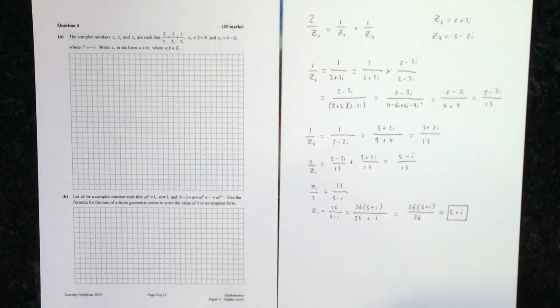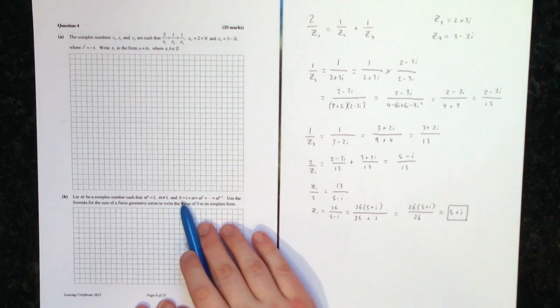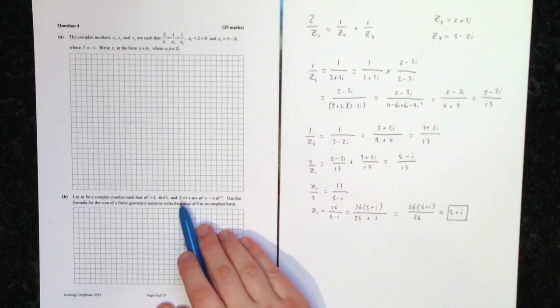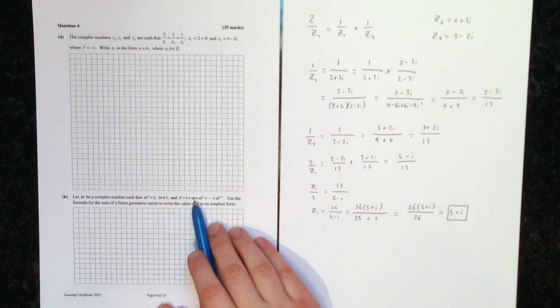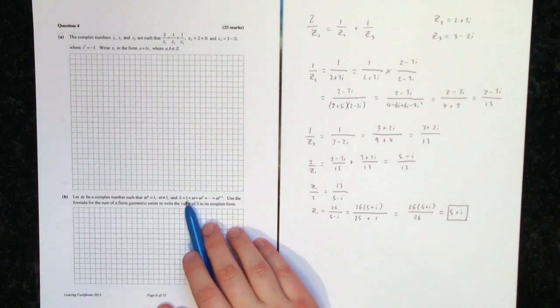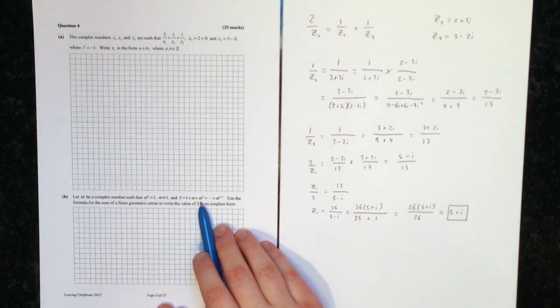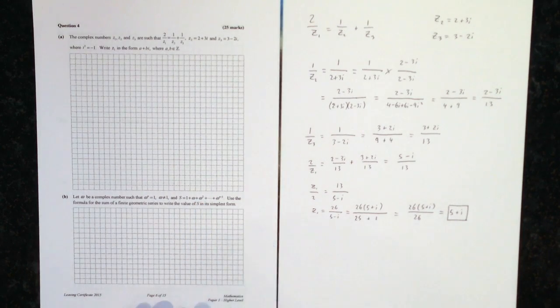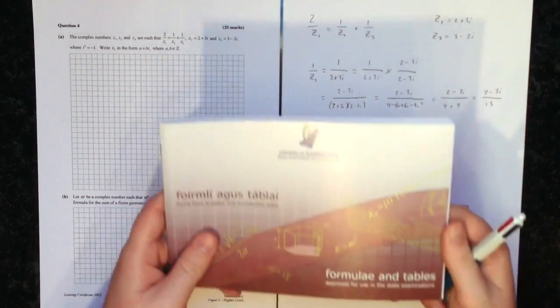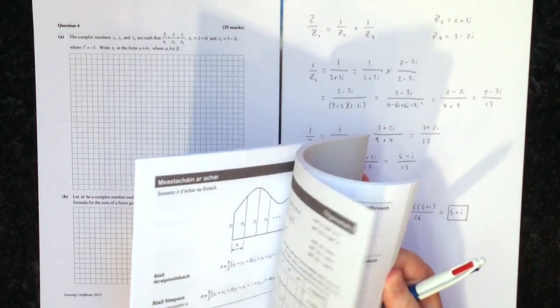So the first thing we see is that this expression for s is a geometric series, because each term is obtained by multiplying the previous term by omega. So if we multiply 1 by omega, we get omega. If we multiply omega by omega, we get omega squared, and so on. So we want the formula for a finite geometric series.